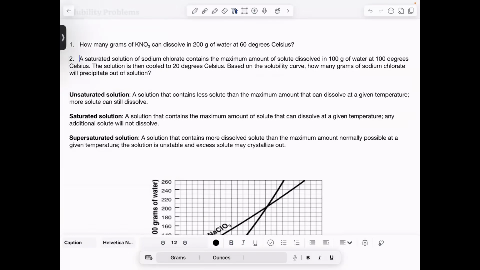Hey, it's Angie here with Angie's Beyond the Lecture, and today we are going to review a couple of solubility problems and some common terms you'll see in solubility curves.